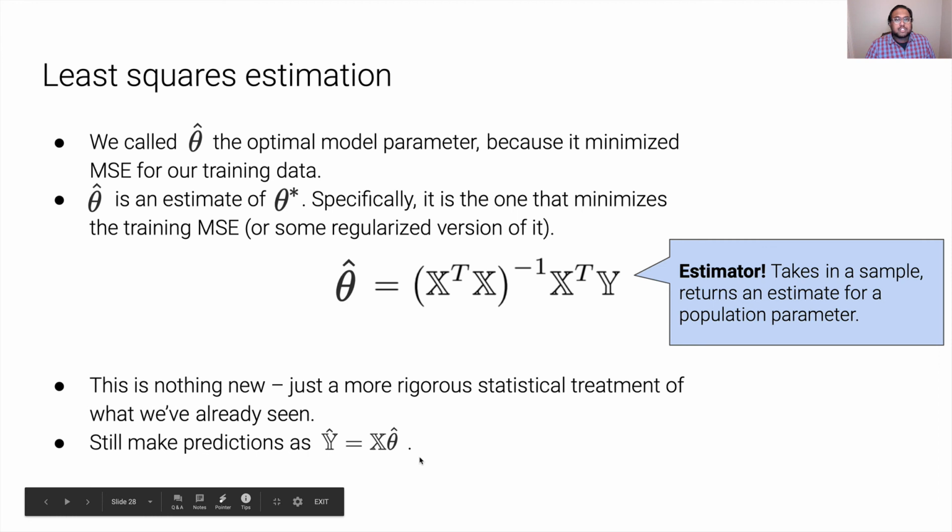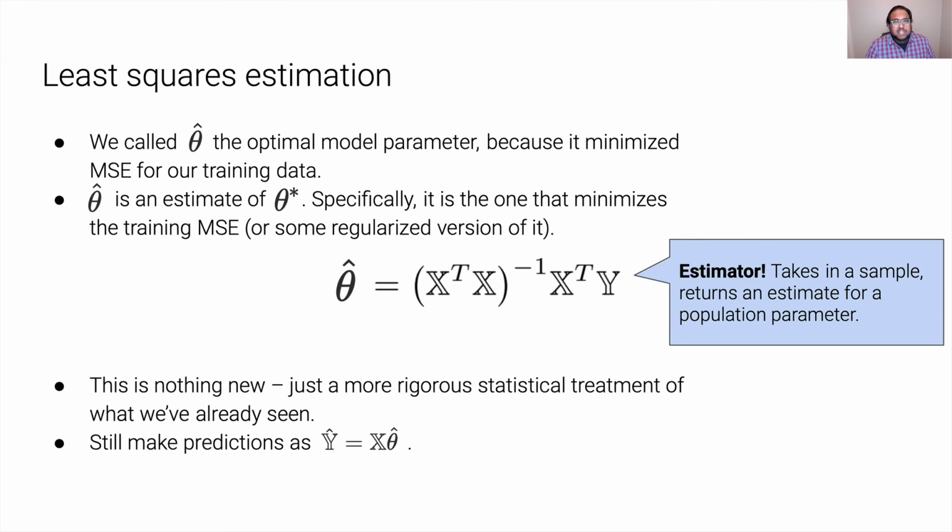Now, I really want to stress that what we are doing here is really nothing new. It's just a more statistically rigorous perspective on things we've already seen. We still find our optimal parameter vector, or estimate of the true parameter vector, the same way, and we still make predictions the same way. Our model is unchanged. To make predictions for what we think predicted y values should be, we take our design matrix X and multiply it by this optimal parameter vector theta hat.